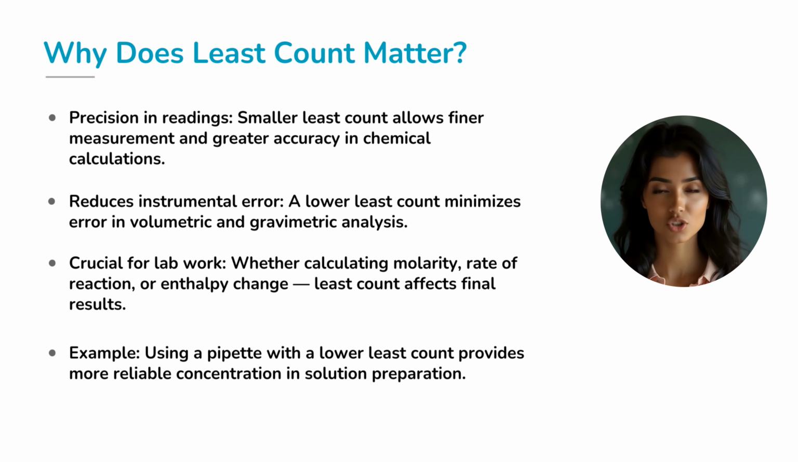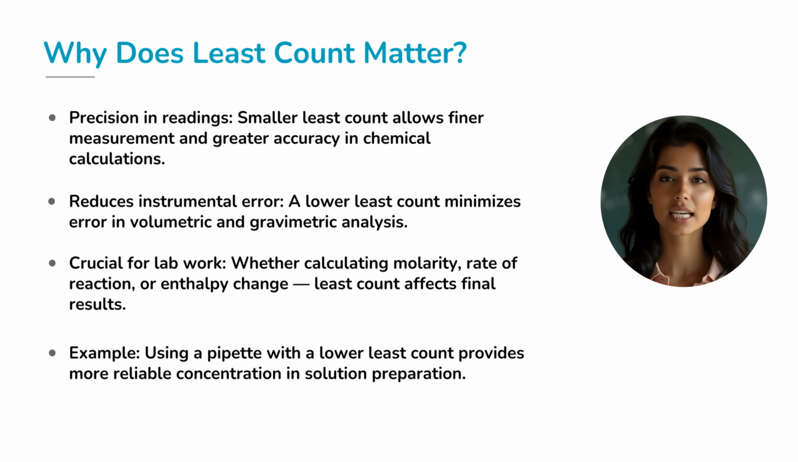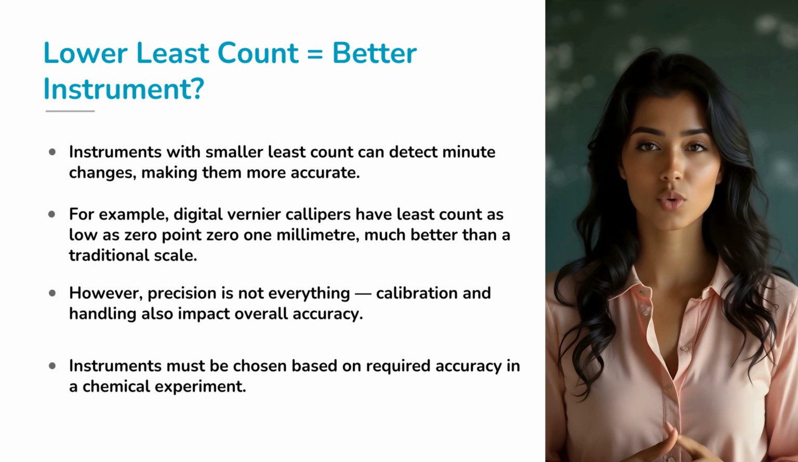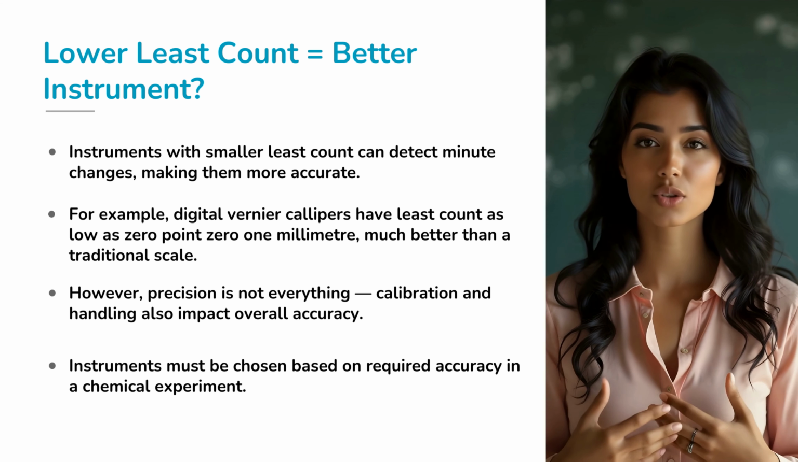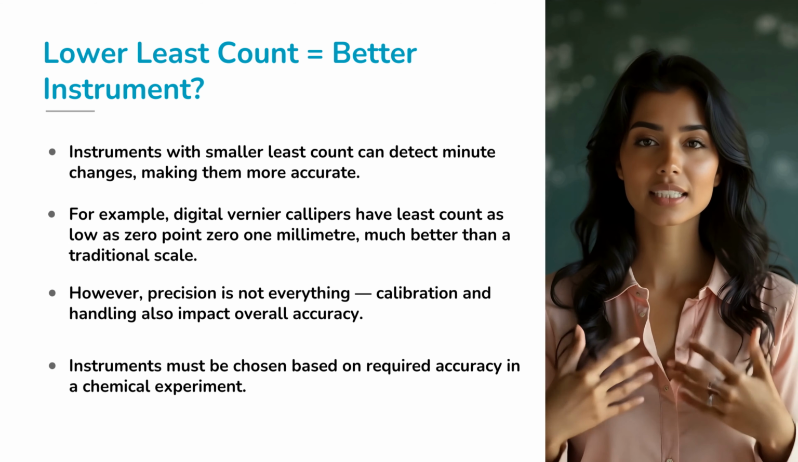Even temperature measurements, like noting the boiling point of a liquid, rely on thermometers with fine least count, such as 0.1 degrees Celsius, to avoid errors. So, choosing the right instrument with the right least count is a foundation of reliable chemistry lab work. Now comes the real world dilemma. Should we always go for instruments with the smallest least count?